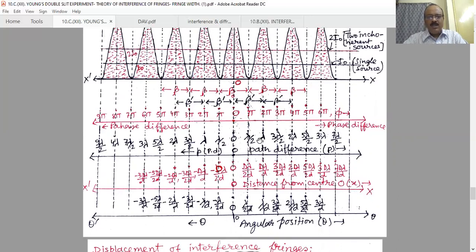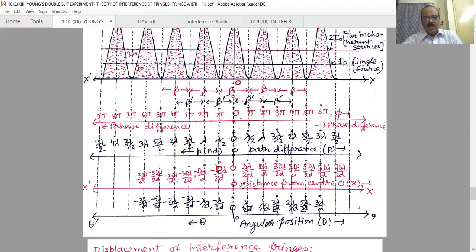Now, what is the path difference in this experiment? The path difference is zero at the central maximum. At the minima there is lambda by 2, 3 lambda by 2, 5 lambda by 2, 7 lambda by 2, and similarly on the other side. At the other points the path difference is lambda, 2 lambda, 3 lambda. That means where the path difference is 0, lambda, 2 lambda, 3 lambda, an integral multiple of lambda, at those points we get the maxima.